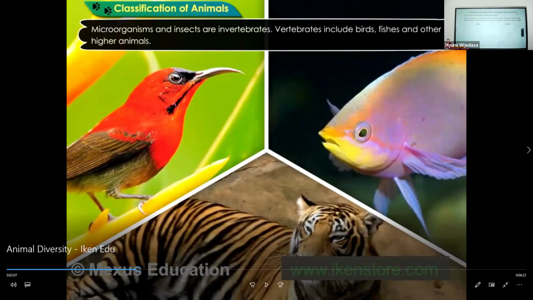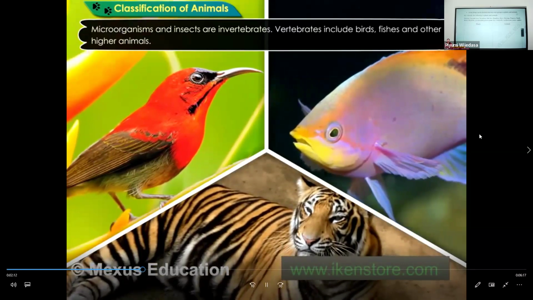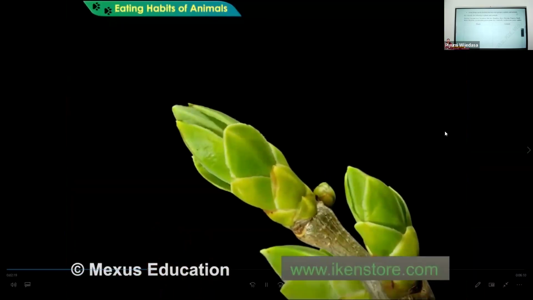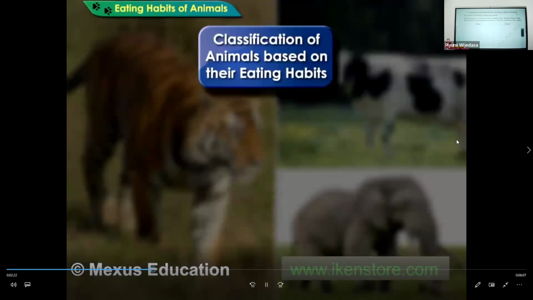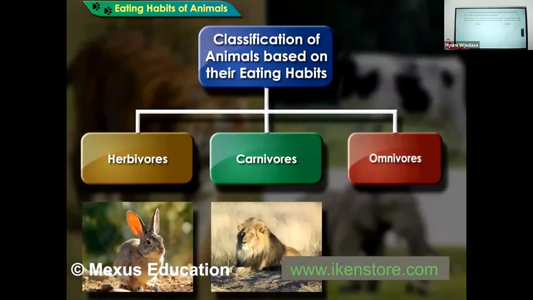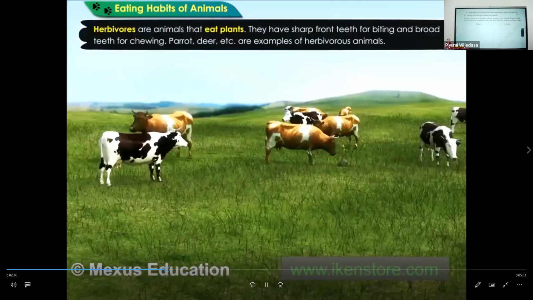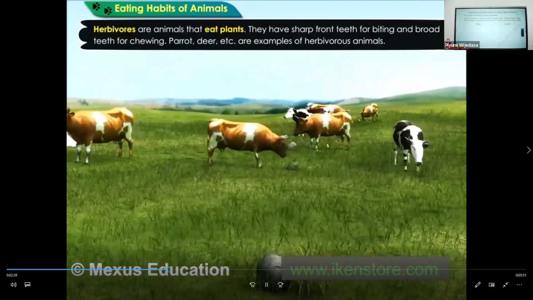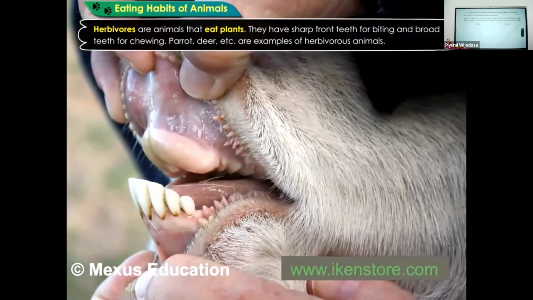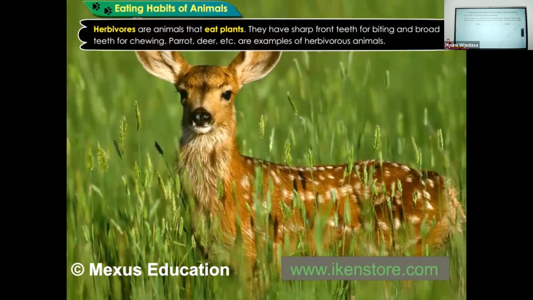Birds, fishes, and other higher animals. Unlike plants, animals cannot make their own food. Depending on the eating habits, animals can be classified as herbivores, carnivores, and omnivores. Herbivores are animals that eat plants. They have sharp front teeth for biting and broad teeth for chewing. Parrot, deer, etc. are examples of herbivorous animals.